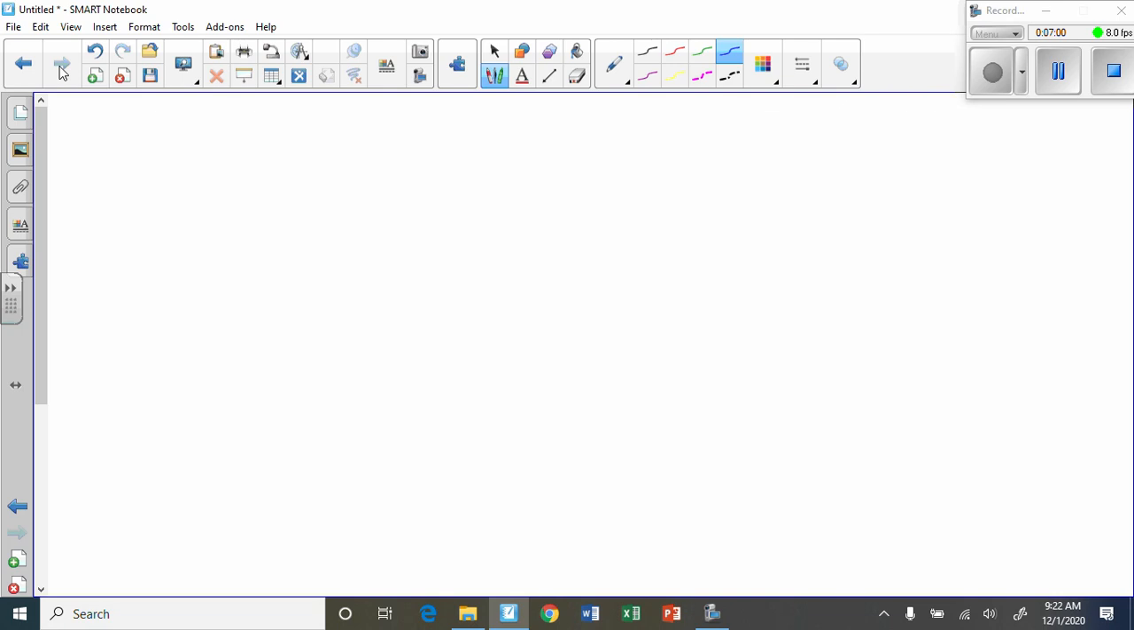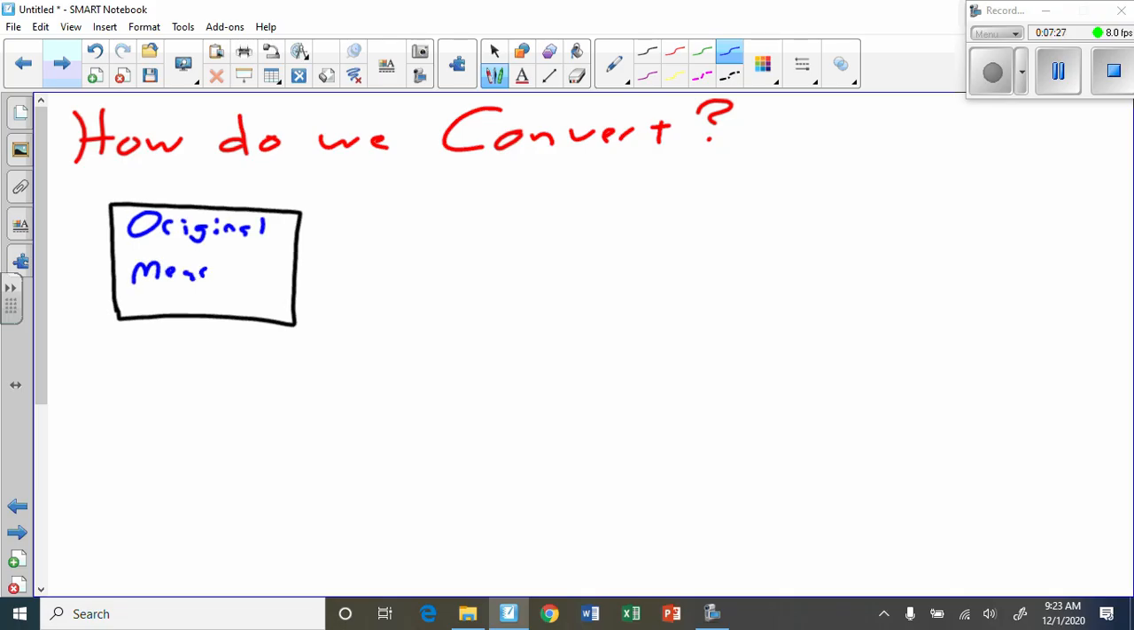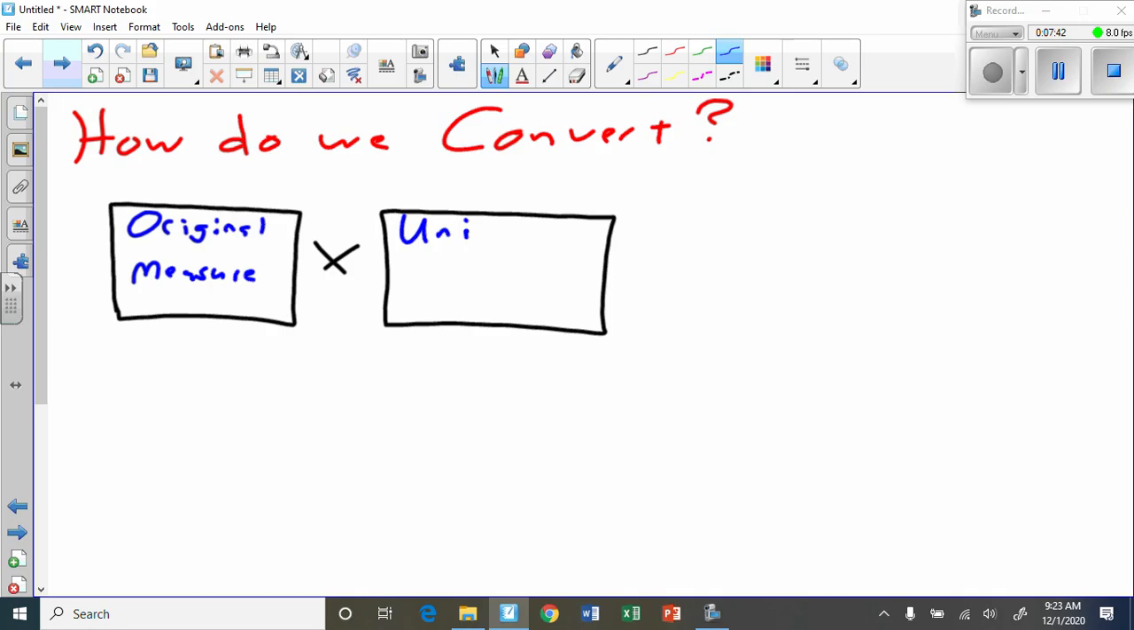So let's look at how this is going to work for doing our conversions, okay? We know what unit multipliers are now. How do we convert? So I'm going to write down that question. How do we convert? This is doing our conversion. So I'm going to draw a box here, and this is my original measure, times another box. And this box here would be my unit multiplier.